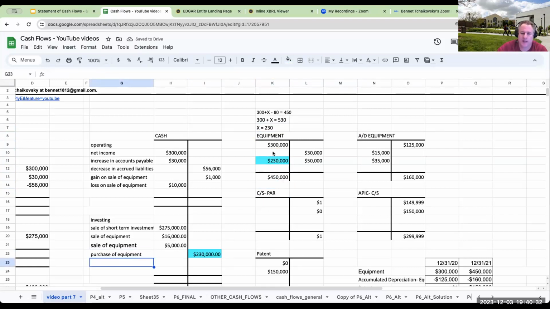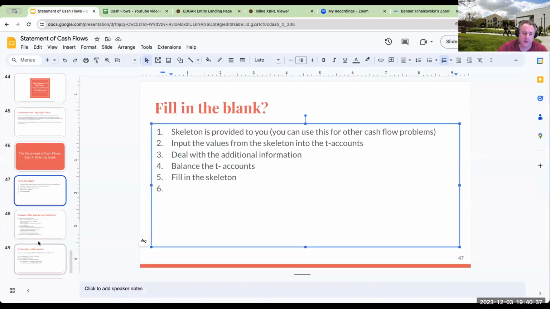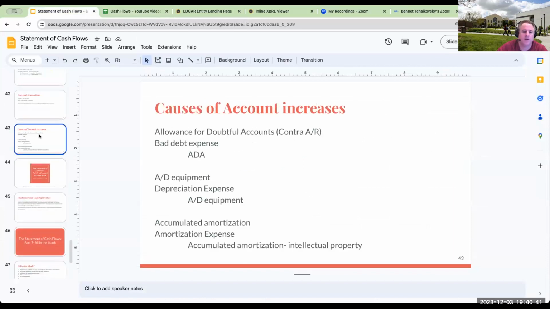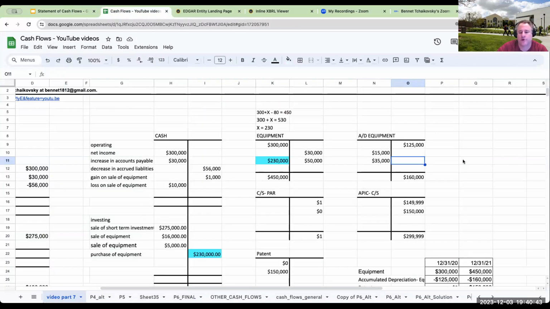Now, this account is now balanced. For this one here, accumulated depreciation on equipment, what we're talking about here, the balancing entry, is going to be for depreciation expense. Let's go through and balance this. To balance this, I'm clearly going to need a credit.